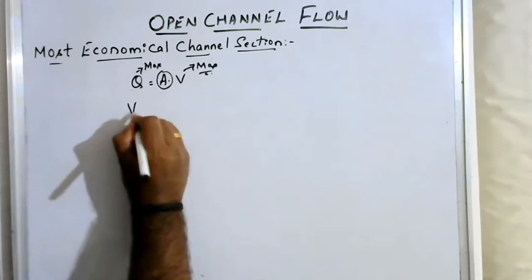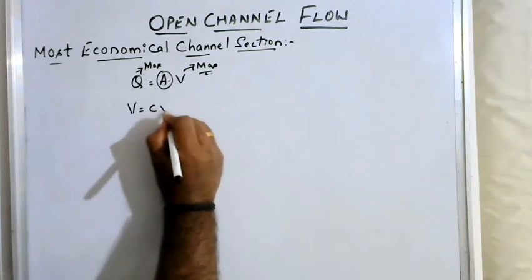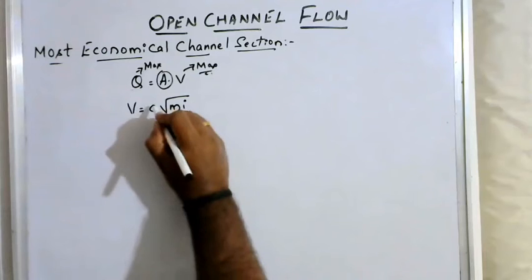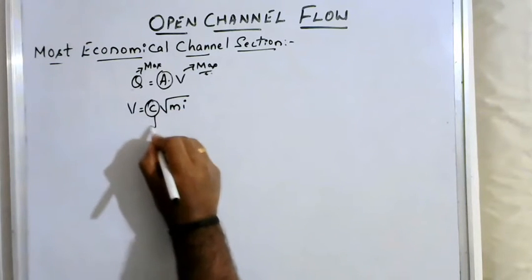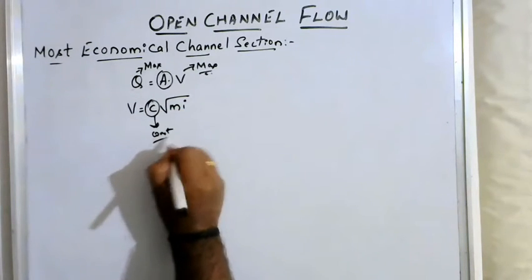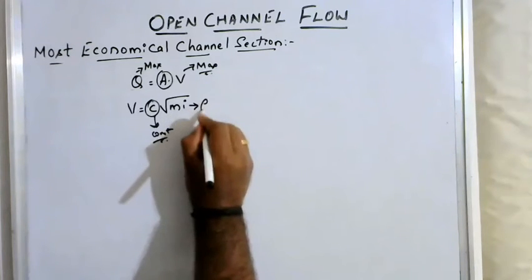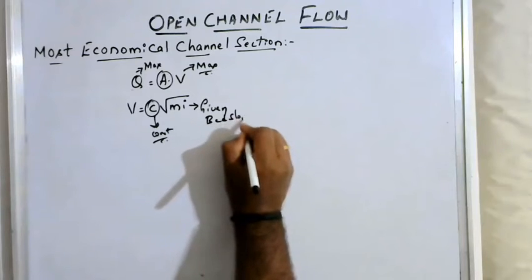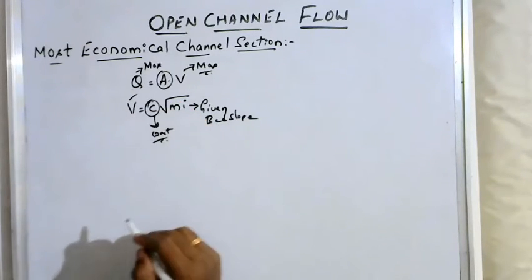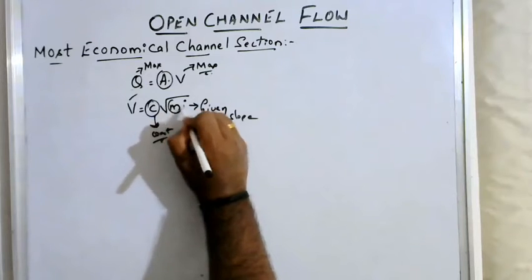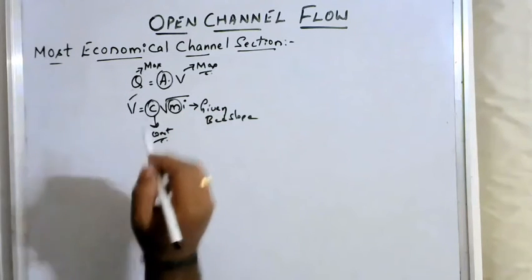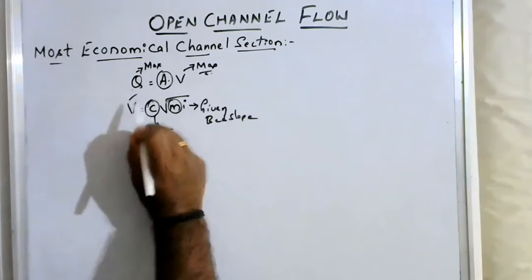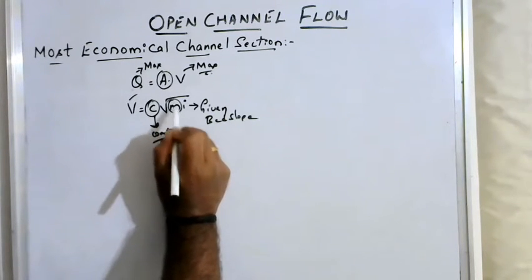Further, this velocity is given by the Chezy equation, C into root of m into i. In this, C is constant. This Chezy C is what? Constant. For the given bed slope, that is the i value, this velocity will become maximum only when this m becomes maximum. What is m? m stands for what? Hydraulic mean depth. So for velocity to be maximum, m should be maximum.